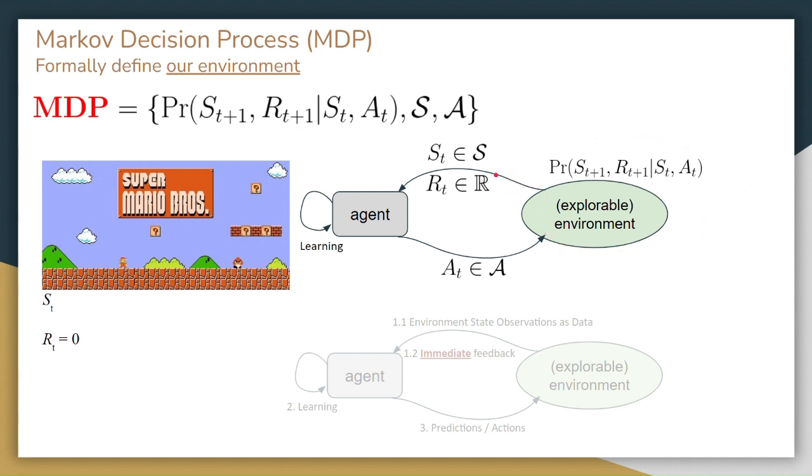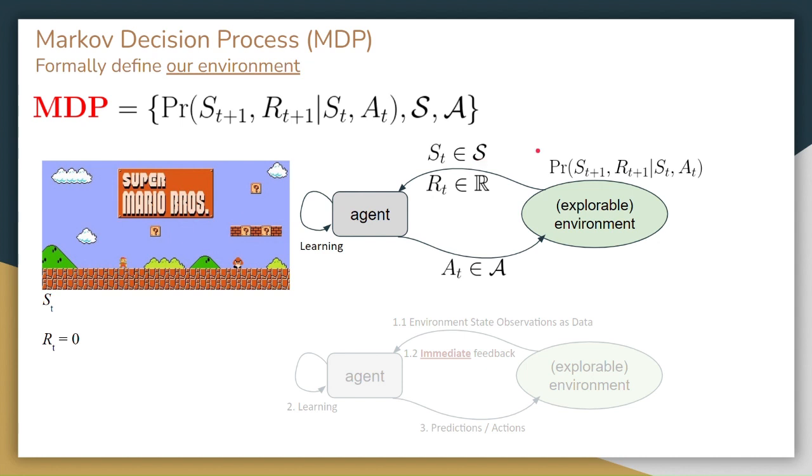By the way, what is the set of all possible states here? If the state in the Mario game is the picture, the set of all possible states actually is all possible pictures, right? All possible pixels that can happen. You can vary anything and you can send it to the agent.